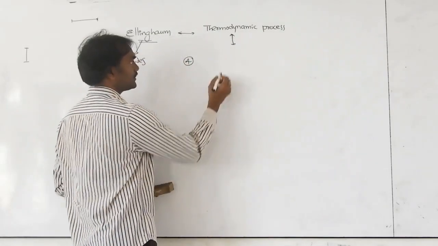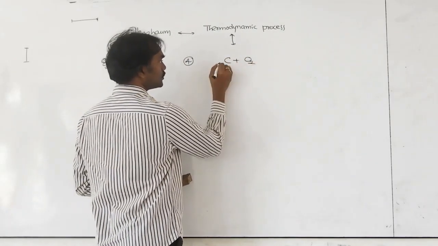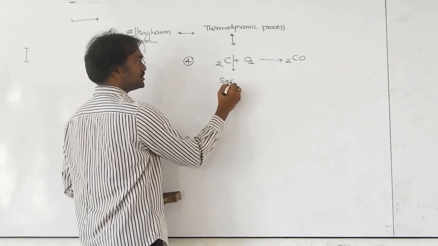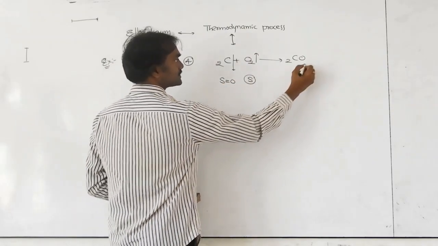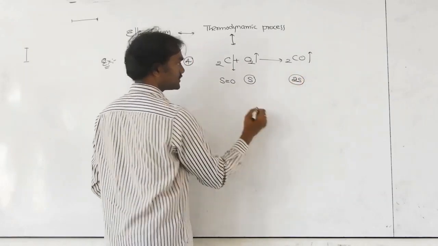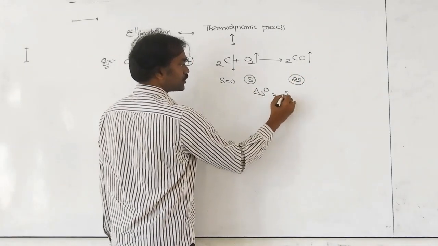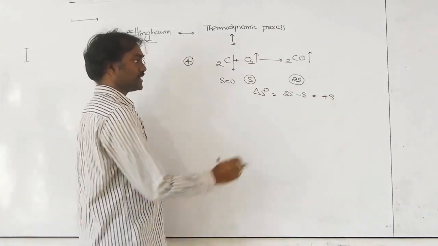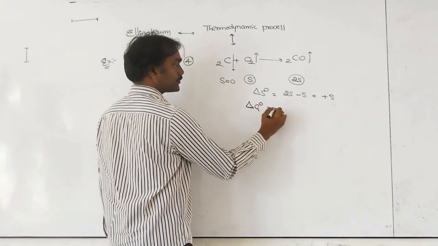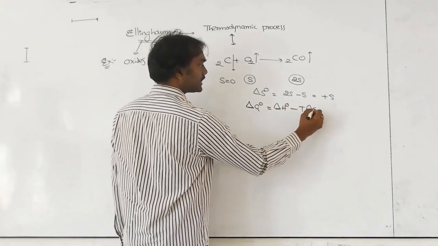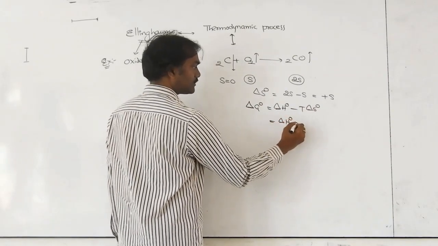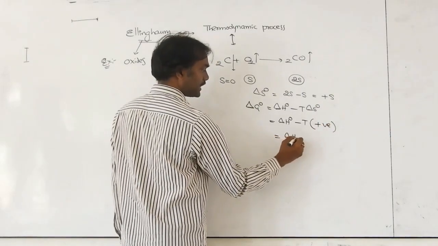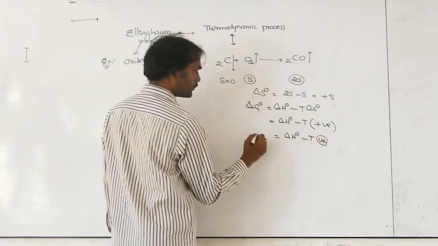Suppose carbon reacted with oxygen, so you are getting carbon monoxide. Carbon is a solid, entropy 0. Oxygen gas, entropy is S. Carbon monoxide is 2S. So delta S naught is 2S minus S, which is positive. That is, positive entropy is there. So delta G naught equals delta H naught minus T delta S naught. Here the T delta S term is positive, so delta G naught has a negative slope.